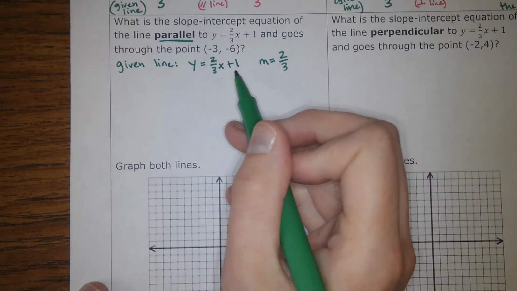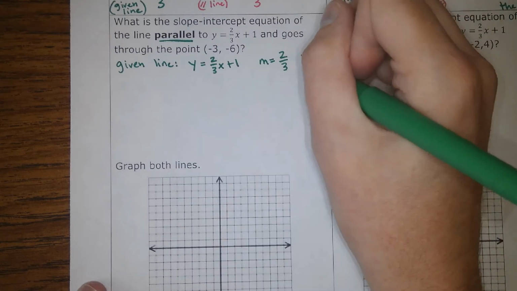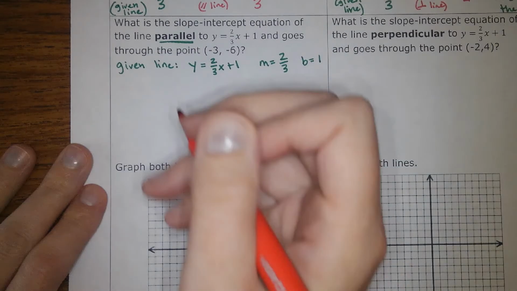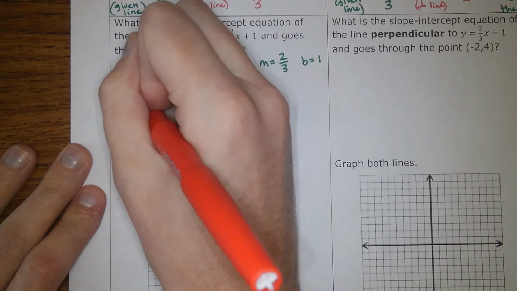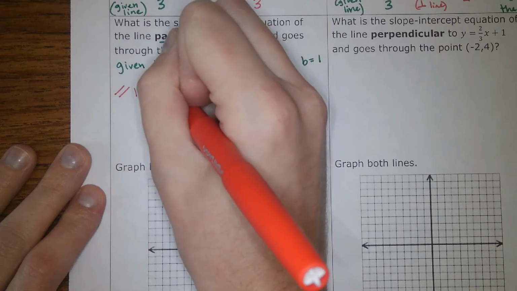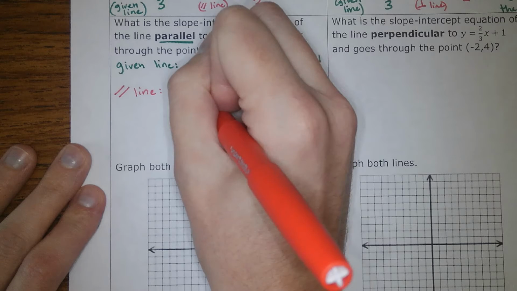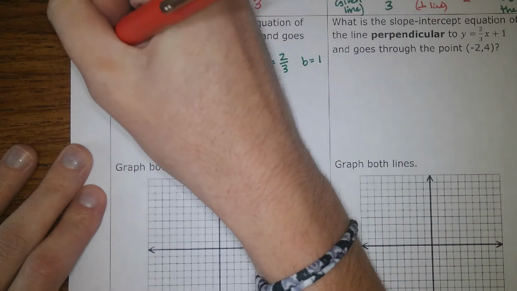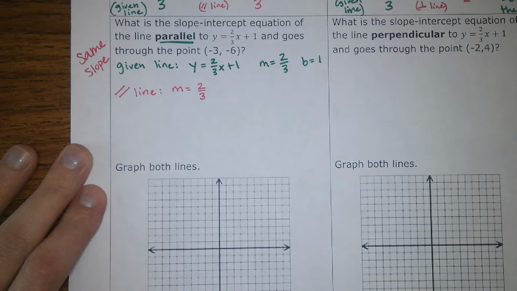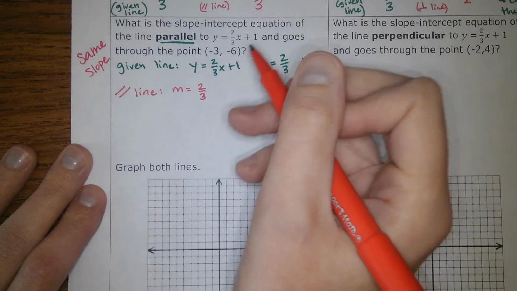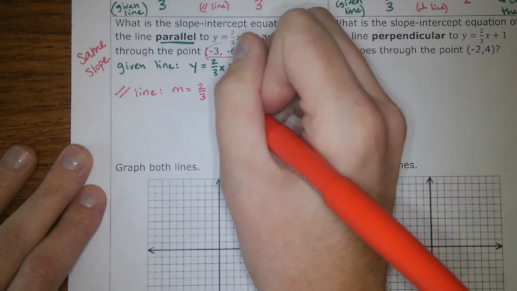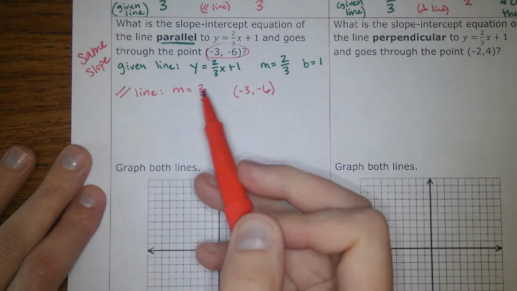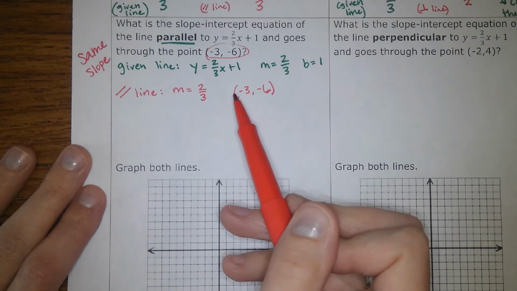And then what will come in handy when we graph it later is that b, that y-intercept, is equal to 1, right? Now for my parallel line in this case, we know that our slope, our m, is going to be equal to 2/3 because it's the same slope, right? We remember, same slope. And the point that it goes through is (-3, -6). Okay? So if we have a slope and we have a point, we can write an equation.